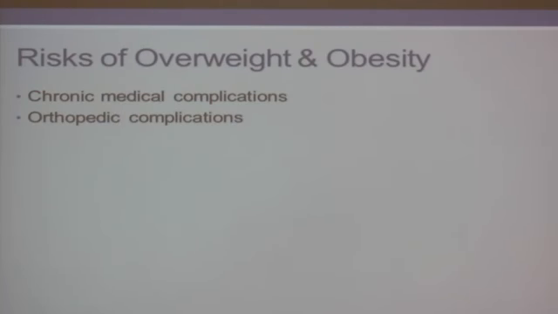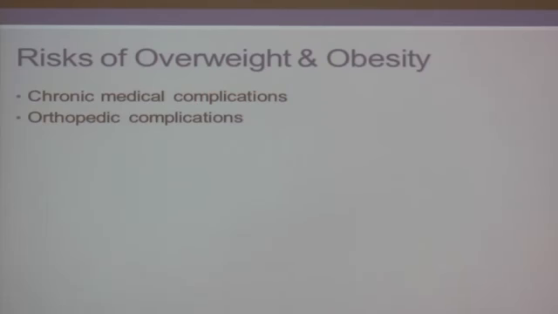So what are some risks of being overweight or obese? Anybody? So what are they for adults? Why do we want to keep ourselves at a healthy weight? Because hip complications or knee complications. Good. Pain. Good. So orthopedic complications.